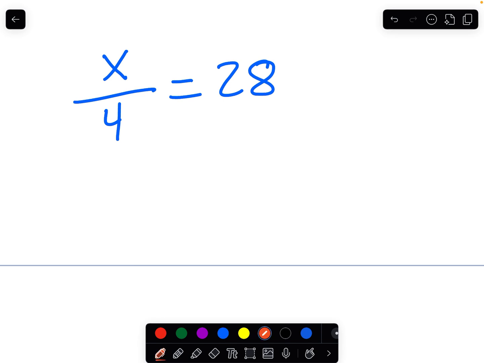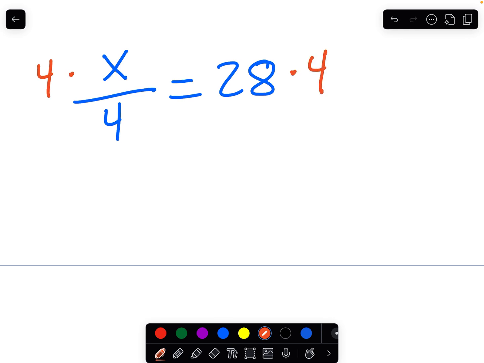So let's get to it. So here we have x divided by 4. Remember, the fraction bar represents division. So if we are using division, we have to apply the inverse operation, which is multiplication. We need to multiply both sides by 4.